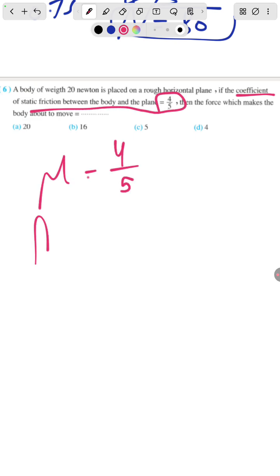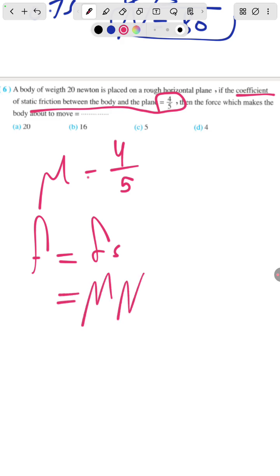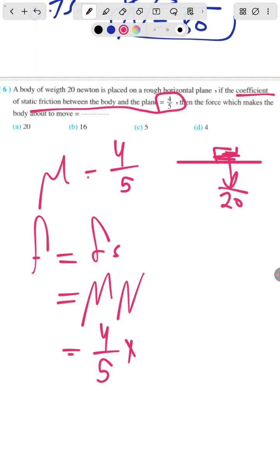And we know that F equals Fs in case the body is about to move. Okay? And Fs equals mu times N. Mu equals 4 over 5 times N. N is the normal reaction. In case the body is about to move, it is the weight of the body. Here the weight equals 20, so the normal reaction also equals 20, so N equals 20. Okay, so it will be 4 over 5 times 20 equals 16. If the static friction equals 16, so the force also equals 16, so F equals 16.